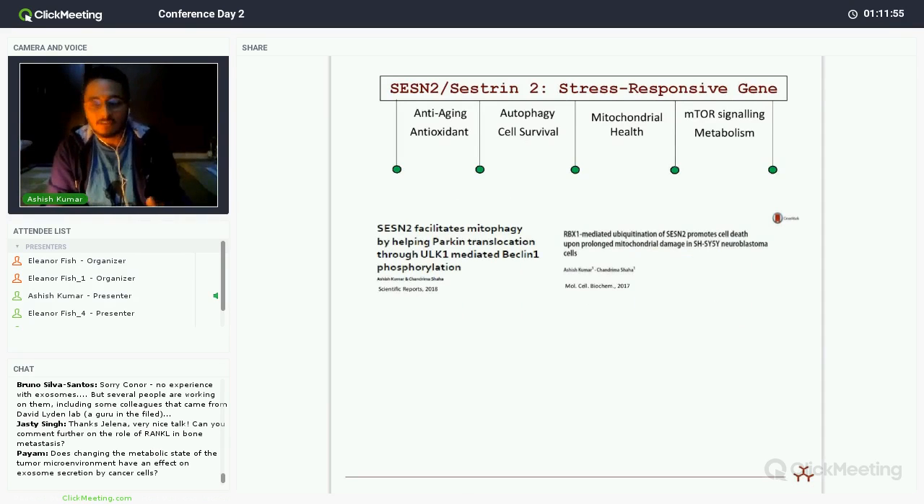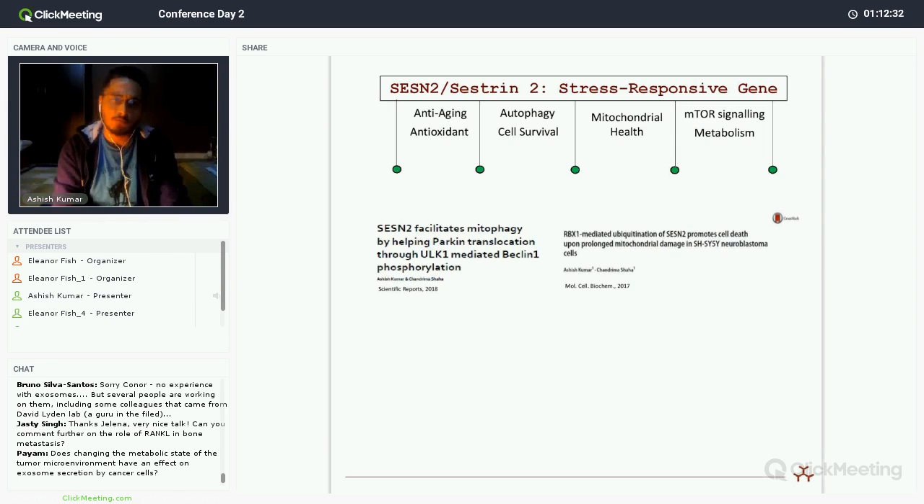When we talk about cancer, as we know, cancer resides in a very harsh or adverse condition where either nutrient deprivation is there or there is oxidative stress and other types of stress signaling. So it is very essential to explore stress-responsive genes, and to decipher the way by which these stress-responsive or stress-inducible genes regulate various processes in the cells. One such family of evolutionarily conserved genes is sestrins.